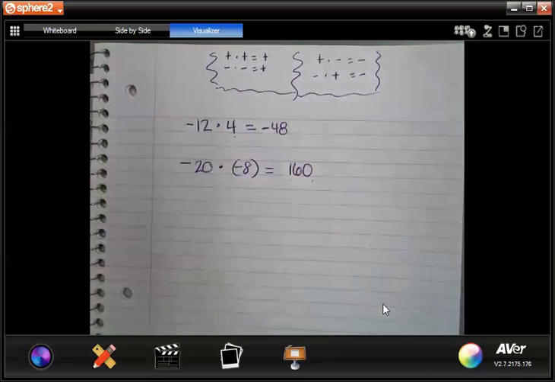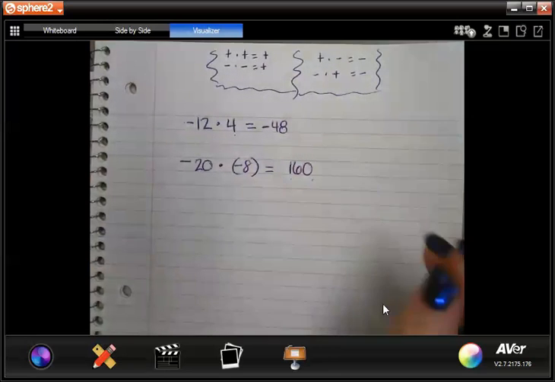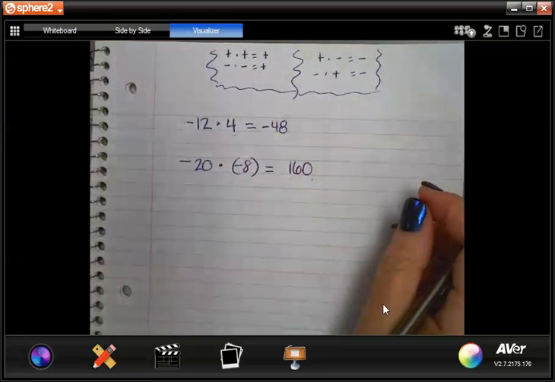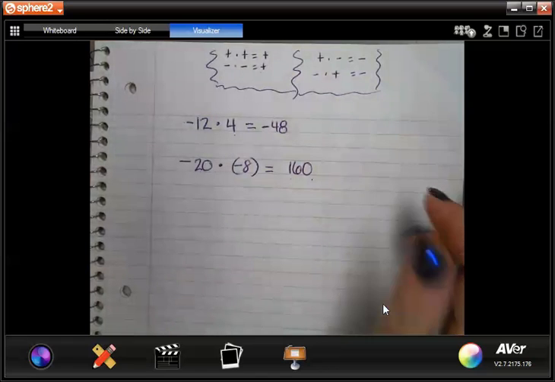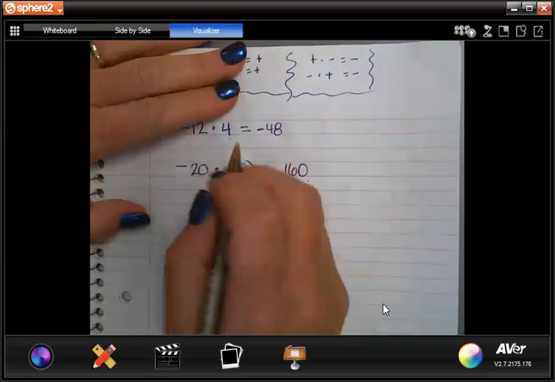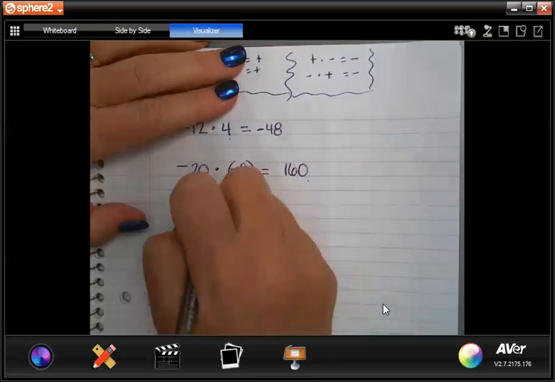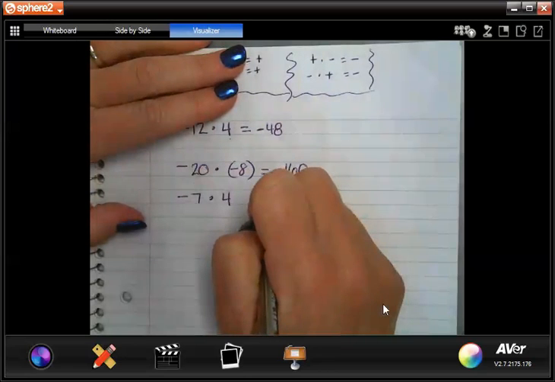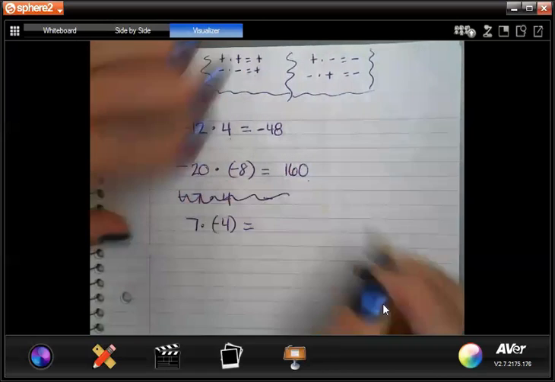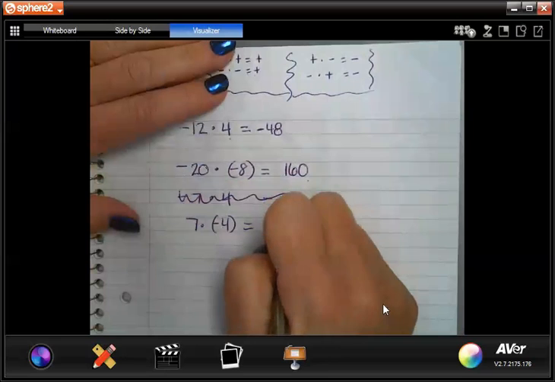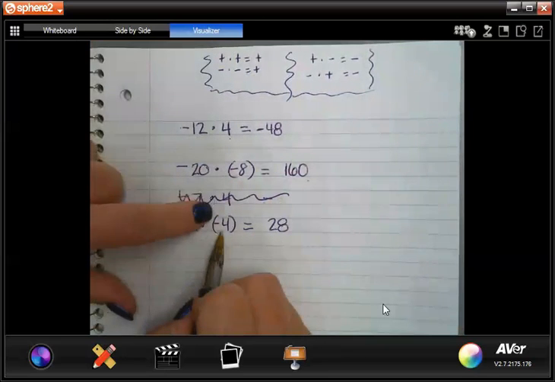Now, I cannot stress this enough to you guys. You would not believe how many students confuse the rules for multiplying and dividing with the rules of adding and subtracting. I don't care that your larger number's a negative. That doesn't always mean it's going to be a negative. So look, watch. If I had 7 times -4, 7 times 4 is 28, and a positive times a negative is a negative.